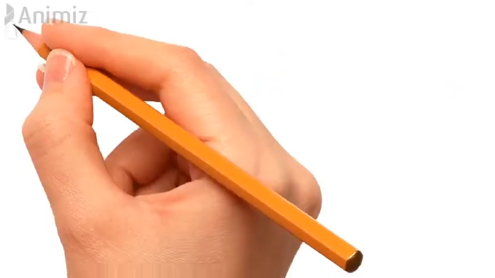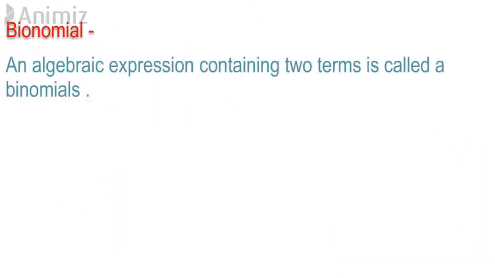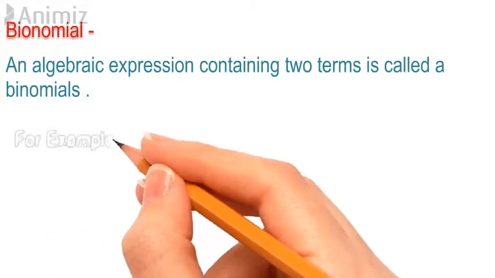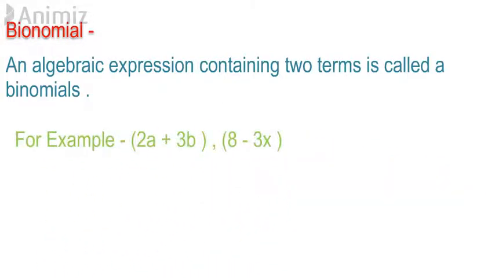It is 1. Now we will study binomial. An algebraic expression containing two terms is called binomial. For example, 2a plus 3b. 2a and 3b both are different terms, so they are binomial. And there is another example also, 8 minus 3x.